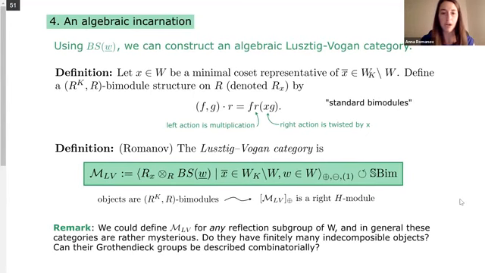Just a quick remark about these is that this construction has nothing to do with the fact that our reflection subgroup came from a real Lie group. We could do this for any reflection subgroup of a Coxeter group. And in general, these categories are not very well understood. For example, it's not known if they have finitely many indecomposable objects or if their Grothendieck groups can be described combinatorially in some way.